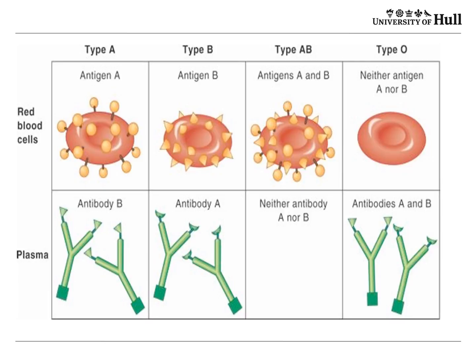In the plasma, type A cells contain antibody B, so there's no reaction between the antibody and the antigen, and conversely type B cells contain antibody A. Type AB cells don't contain either antibody in the blood, and type O contain both.